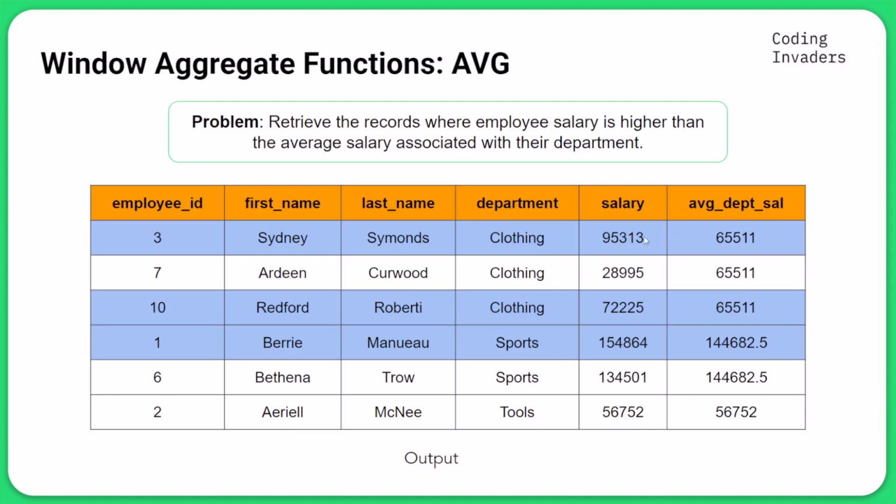Because for the first row, salary of Sydney is more than the average. Second row, it is less. So we won't get this in the output. Third and fourth row again, because they have more than the average salary of the department, they will come in the output. And the other 2 rows will not be there in the output. Now let's write the code on Metabase to solve it using our larger data.